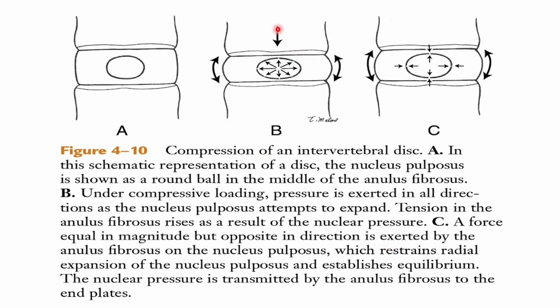So this is the loading. You can see this is the normal intervertebral disc, and this is the intervertebral disc during an axial compression, in which the nucleus pulposus is loading in all directions, or compressing in all directions.